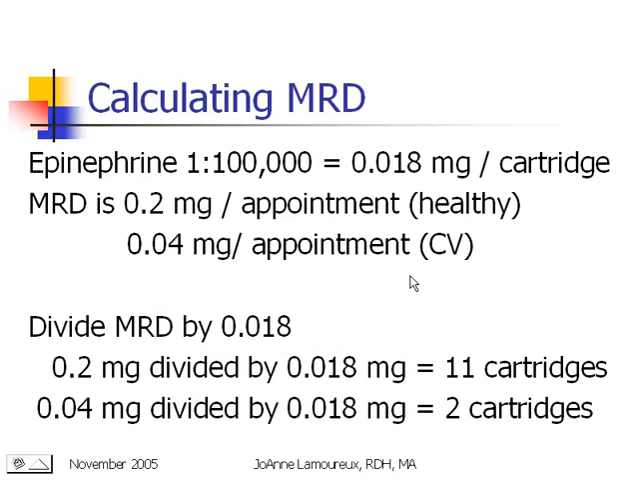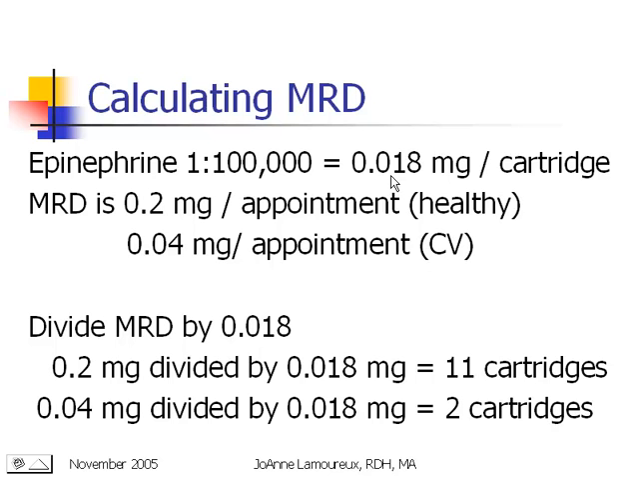How do we calculate the maximum recommended dose of epinephrine? Well, we know that in a healthy patient, we have to limit it to that amount. In a cardiovascular patient, we have to limit it to this amount. And we know that we are giving 0.018 milligrams in each cartridge.